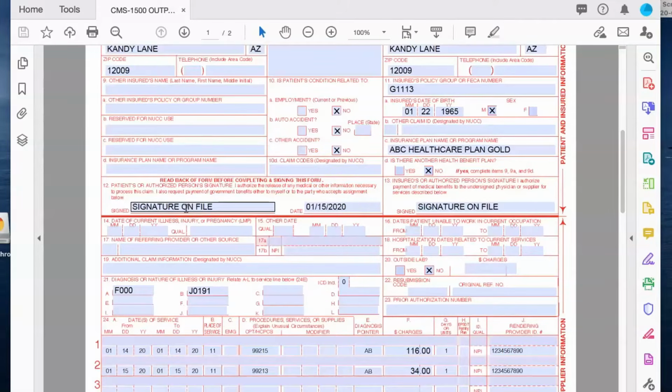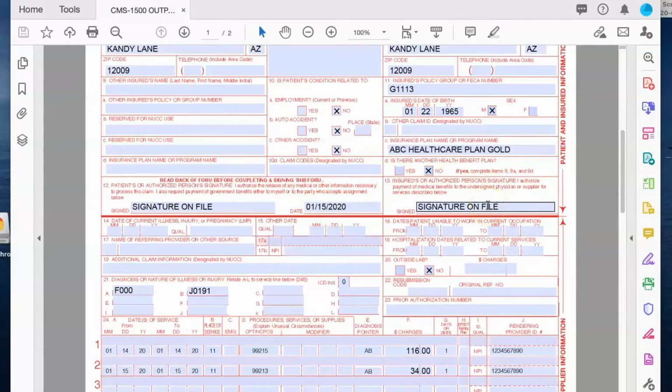Box 12 is for the patient's signature. Providers keep electronic signatures on file for documents that require signing when services are rendered. So we've entered signature on file and the date on which the signature was filed.